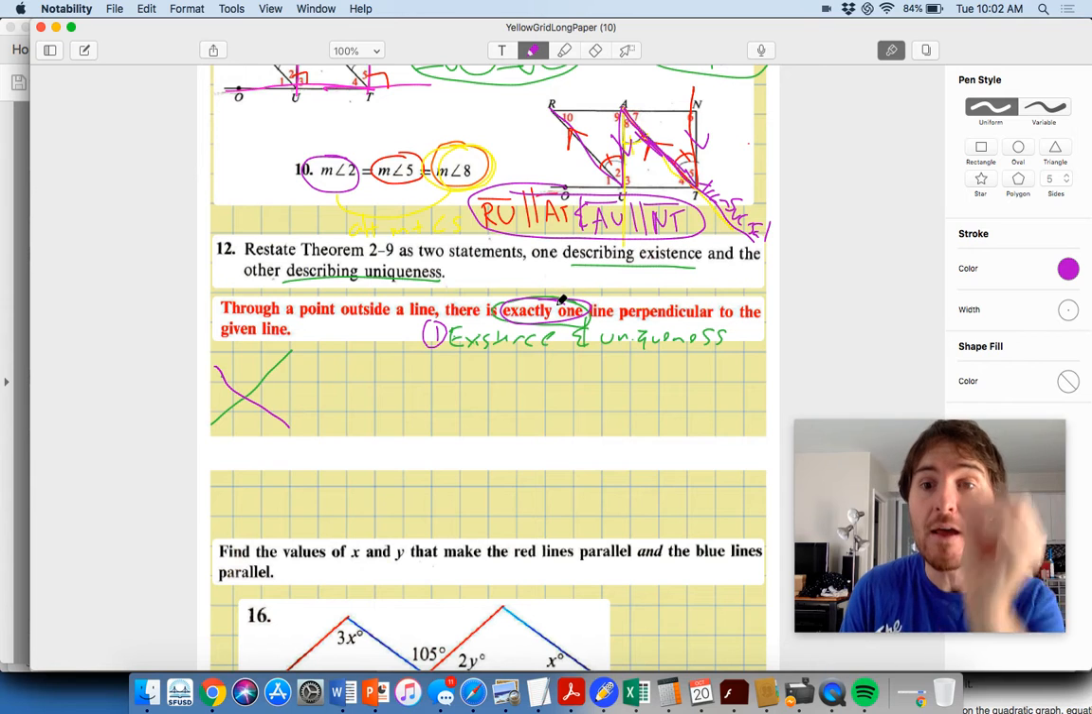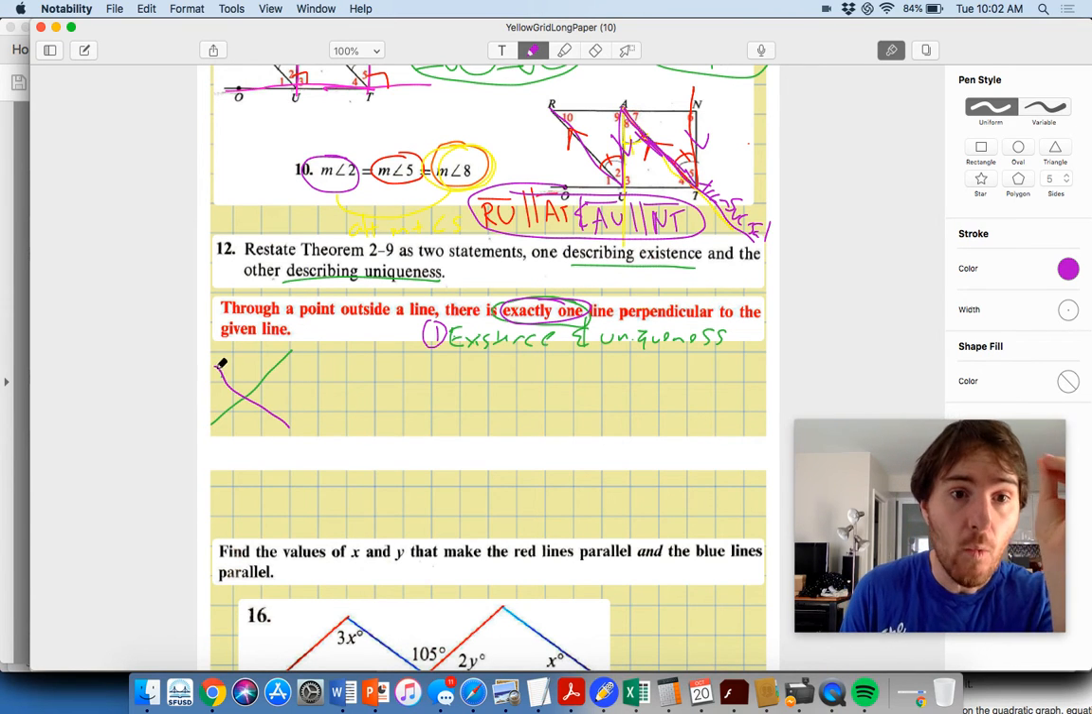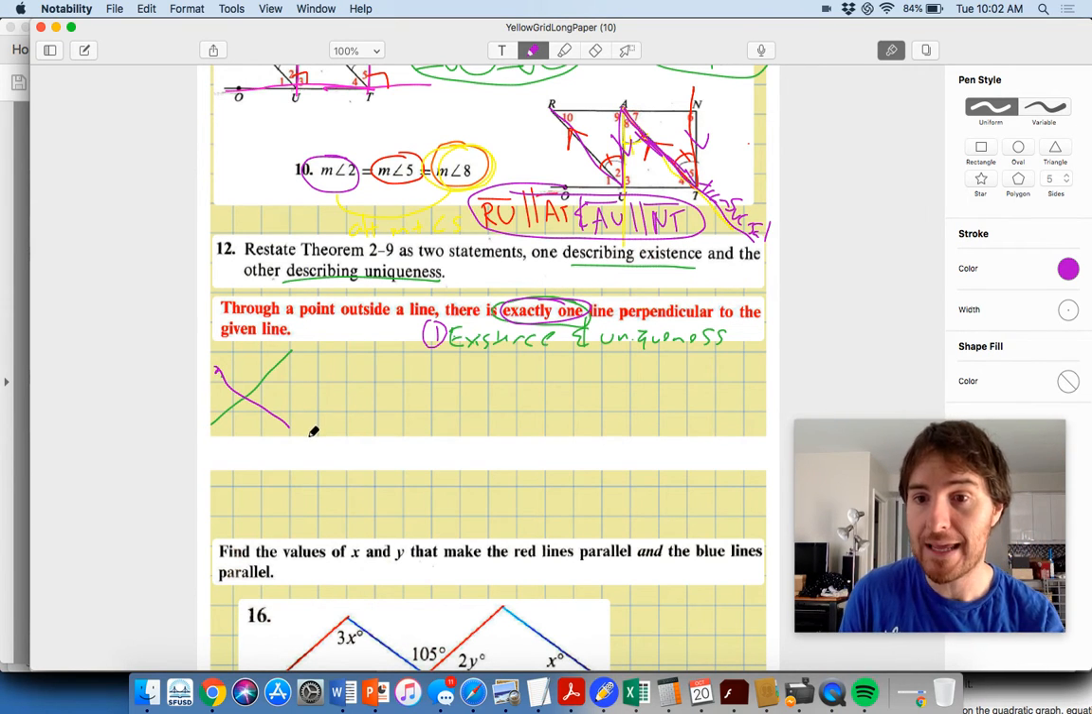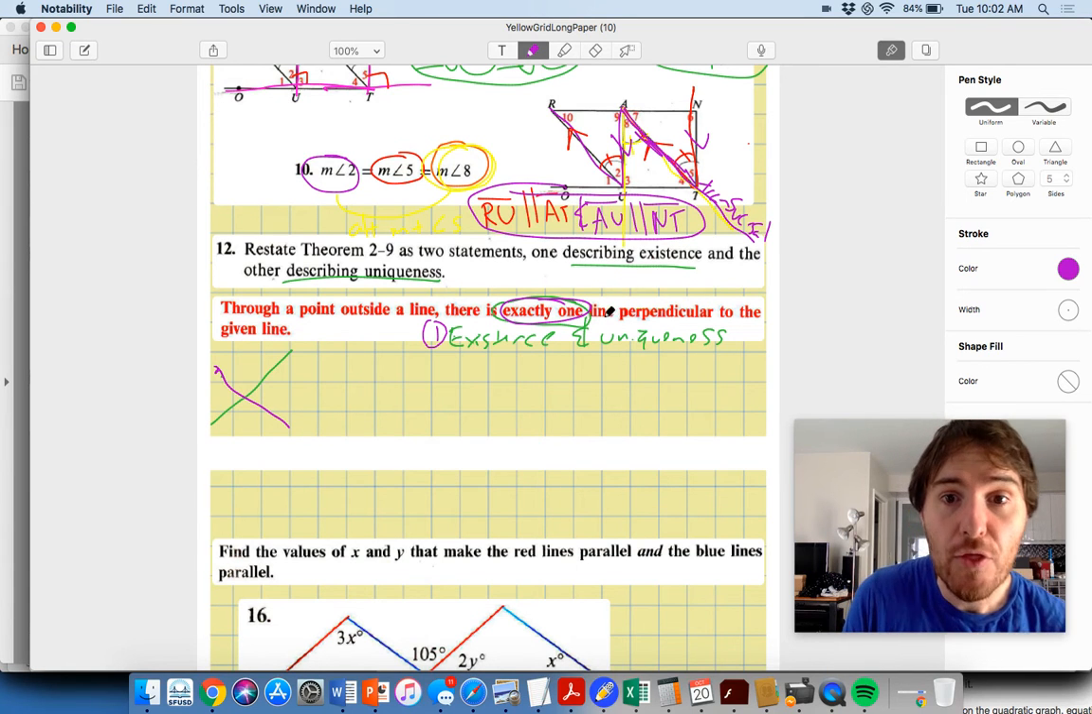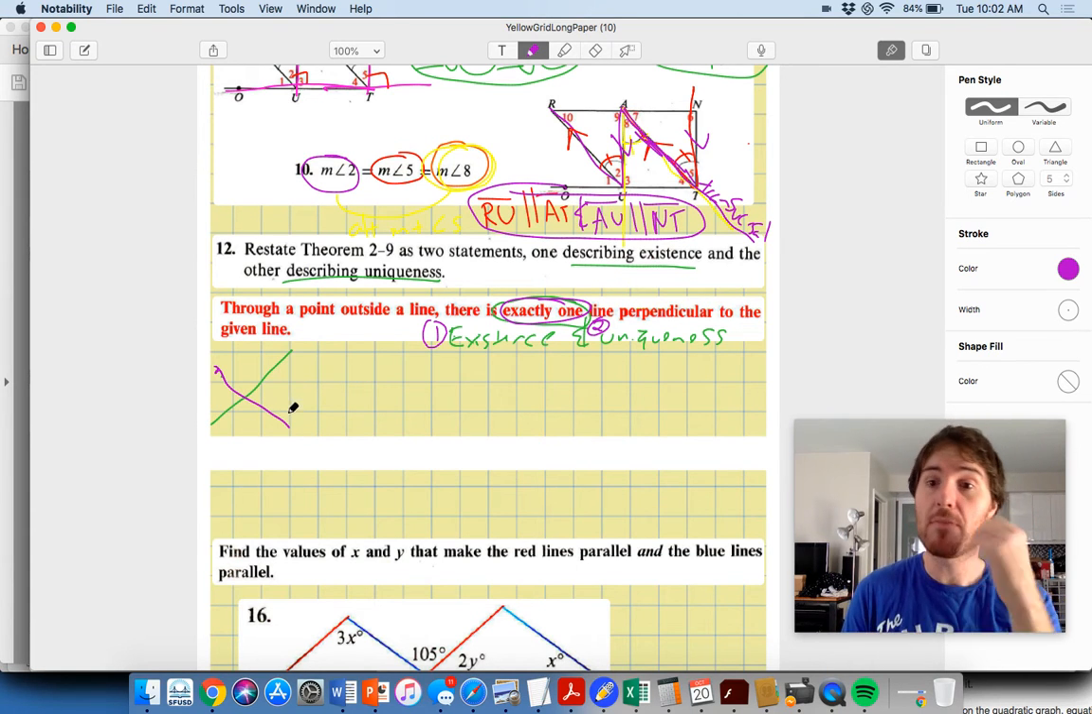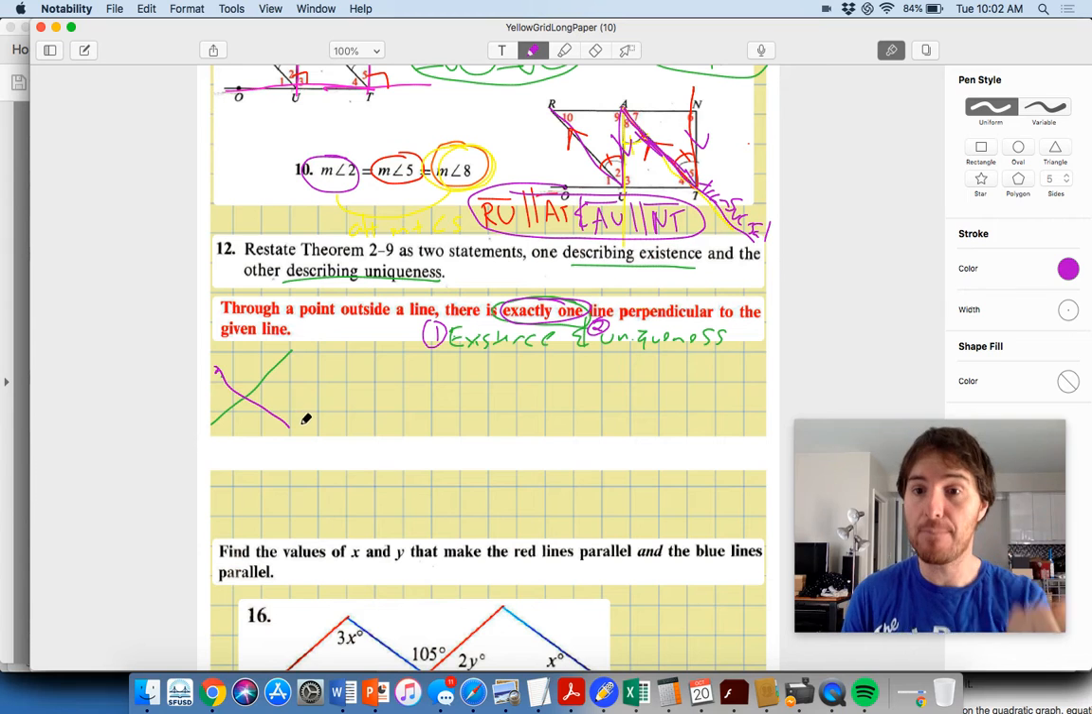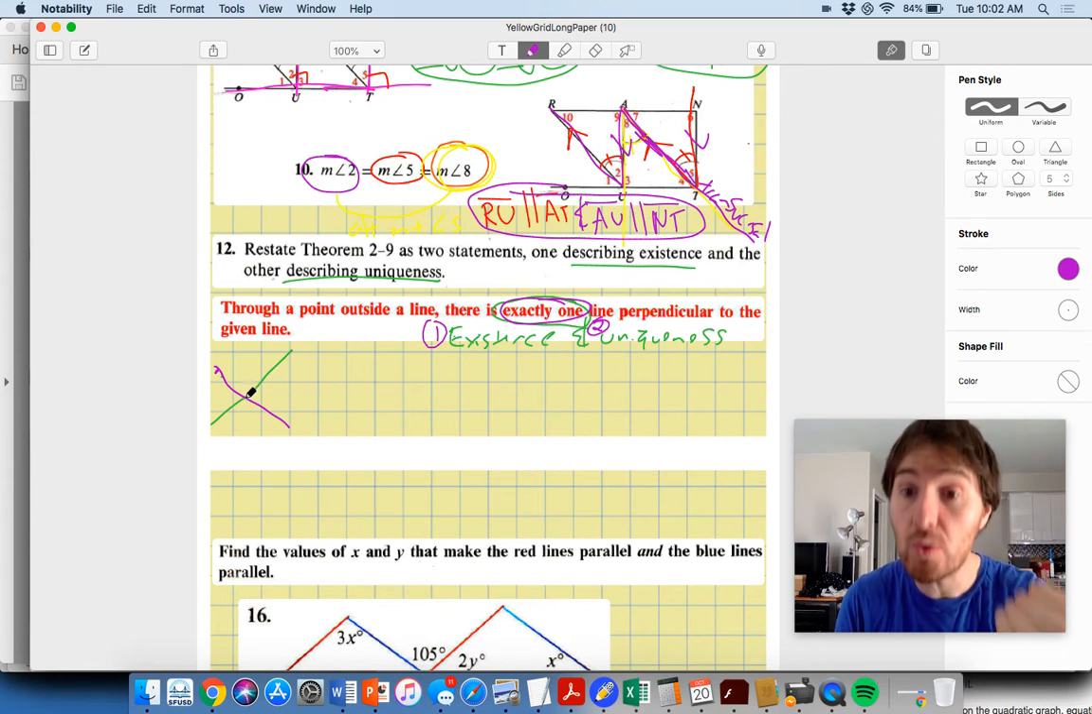There's exactly one that we can draw in. That means we must be able to draw one in. And there's only one, right? So there is a perpendicular through a point to a line, and there is only one.